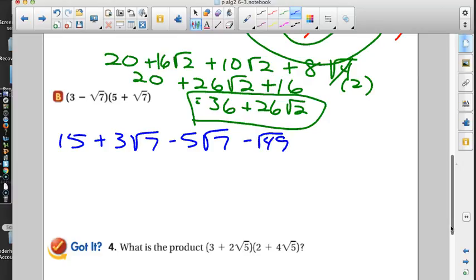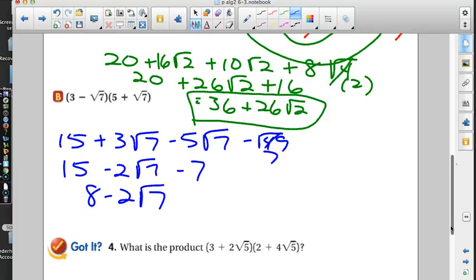We do some simplifying. 3√7 minus 5√7 is minus 2√7. We know that the square root of 49 is 7. Then we say, well, 15 is an integer. 15 minus 7, that's 8. 8 minus 2√7.